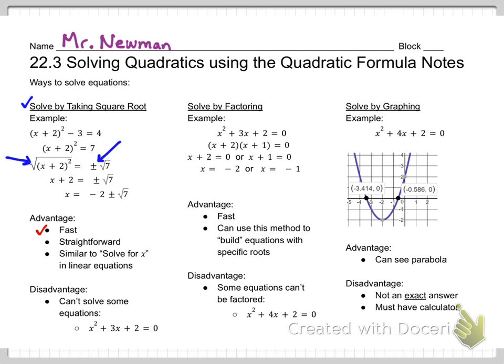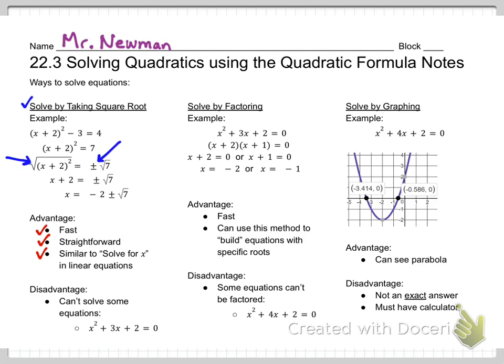Advantages are it's pretty fast as far as solving these things go. It's straightforward, and I say it's straightforward because it's very similar to how you solve for x in other equations. You're just getting x by itself. It's the same thing. You're adding to undo subtraction, you're dividing to undo multiplication, etc., etc. So that's why it's nice.